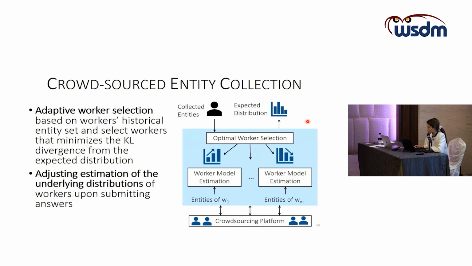And as you can imagine, the approach is iterative. It estimates the underlying entity distribution of each worker on the fly based on the observed entities that the worker returns or submits. And then we have an optimal way of selecting the set of workers such that the entities that they return minimize the difference between the distribution of collected entities and the desired distribution that we want. And of course, because the distribution and bias of the crowd is unknown, every time that a crowd worker submits a job, we need to update the distribution for that specific crowd worker.